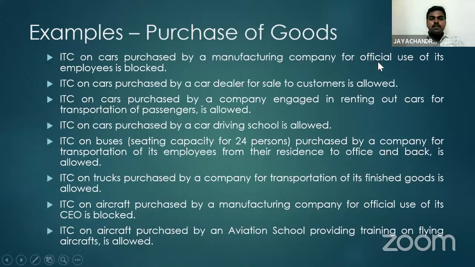Some examples. ITC on cars purchased by a manufacturing company for official use of its employees is blocked, as I said earlier. ITC on cars purchased by a dealer for sale to customers, that is end consumers, is allowed. ITC on cars purchased by a company engaged in renting out of cars, renting to people, like a travel agency, is allowed. ITC on cars purchased by a driving school is allowed.